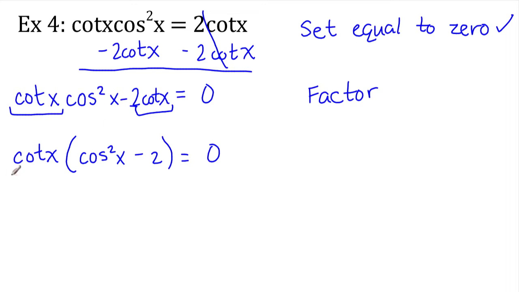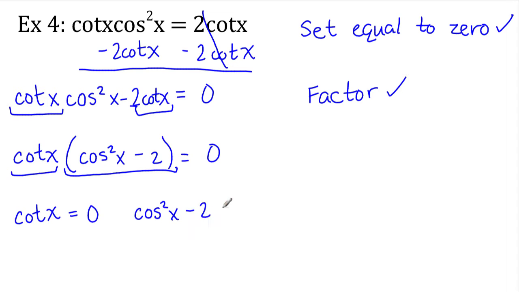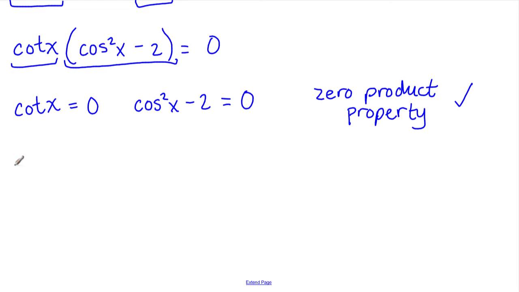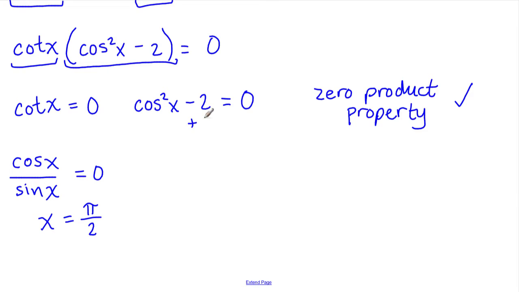So now we can use the zero product property to set each of these factors equal to 0, and then we can solve for x. Remember, cotangent is equal to cosine over sine, so referencing our unit circle, that would be x divided by y. The only place where cosine over sine will equal 0 is at 90 degrees, or at pi over 2. So for that first part, cotangent x equals 0, I know that the only x value there would be pi over 2.